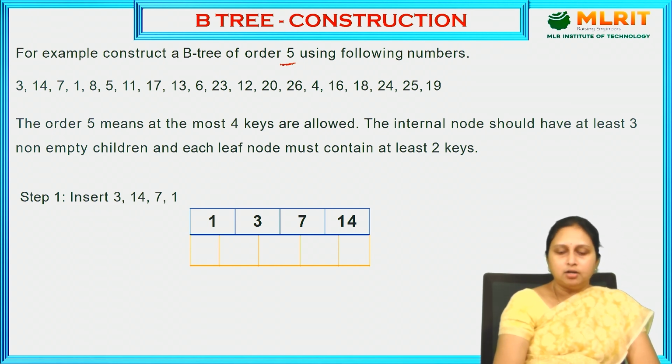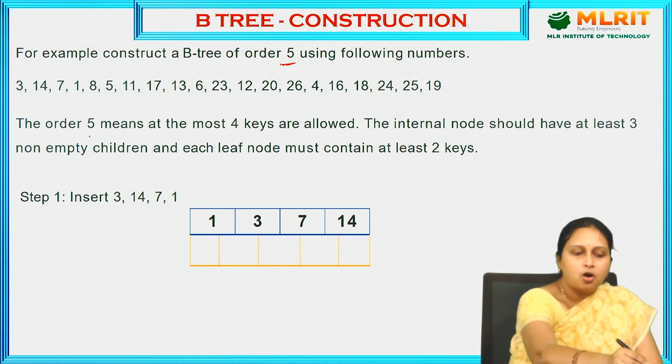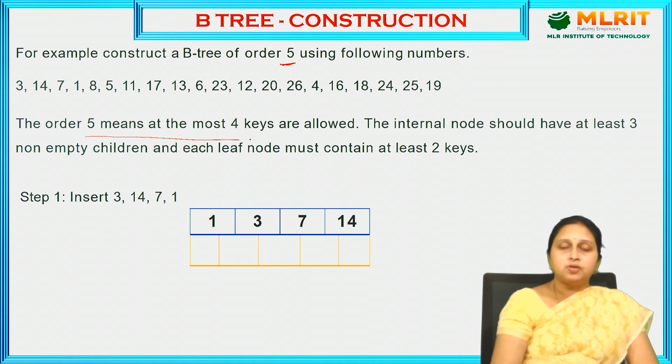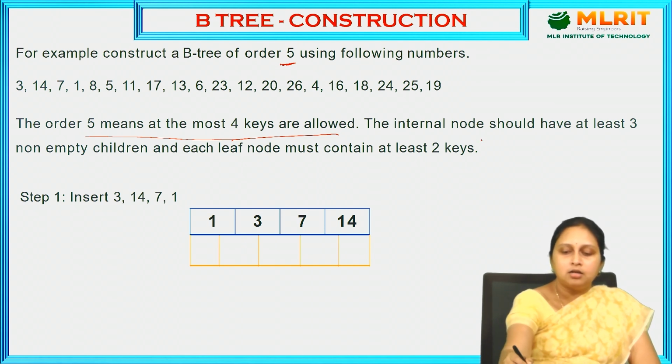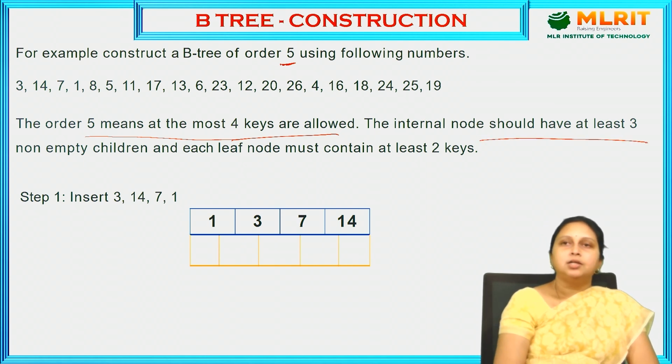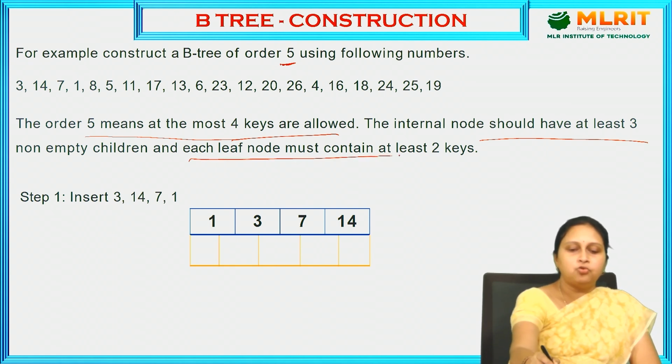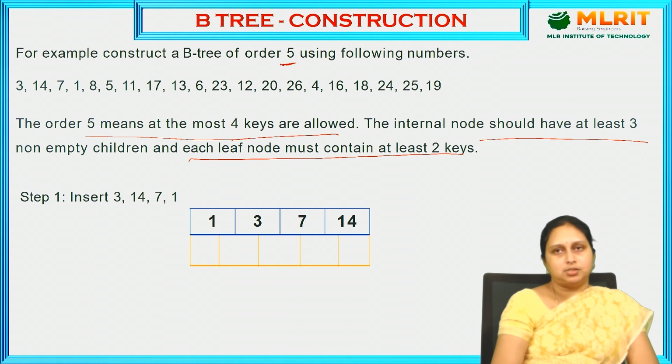Because of that, order 5 means at most we can have 4 keys, the internal node should have at least 3 non-empty children, and each leaf node must contain at least 2 keys.